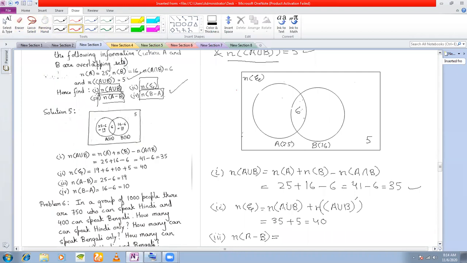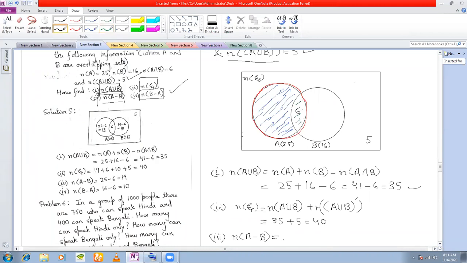See, you can see it very easily here. What is the cardinality of A minus B, which region does it represent? Cardinality of A minus B represents this region, except the common region. Do you agree? So what is this? This is the entire circle minus this common region, right or wrong?